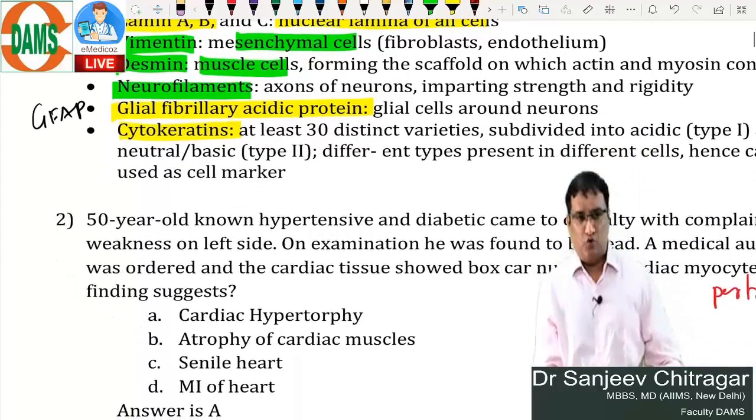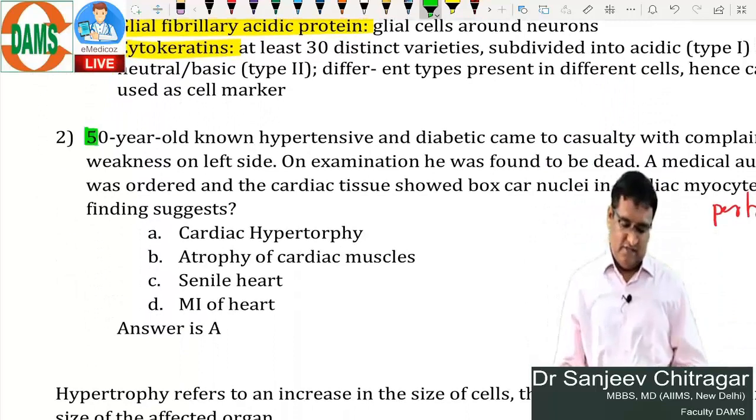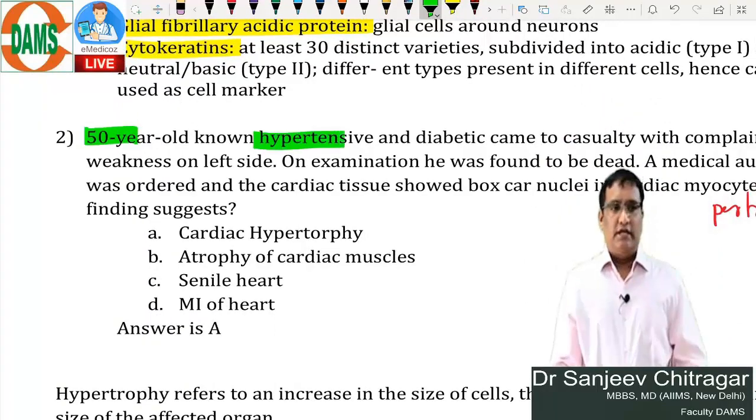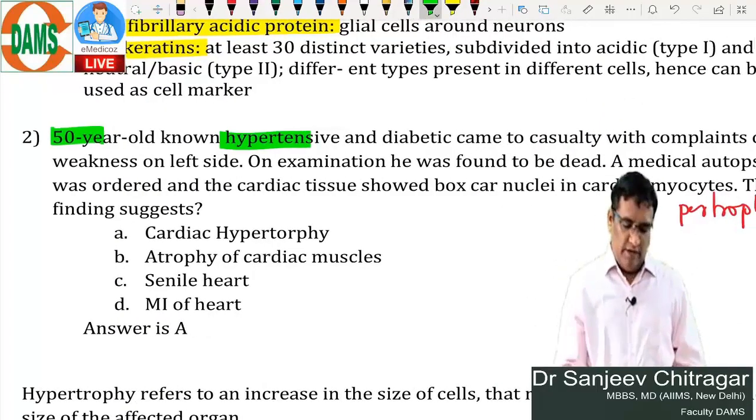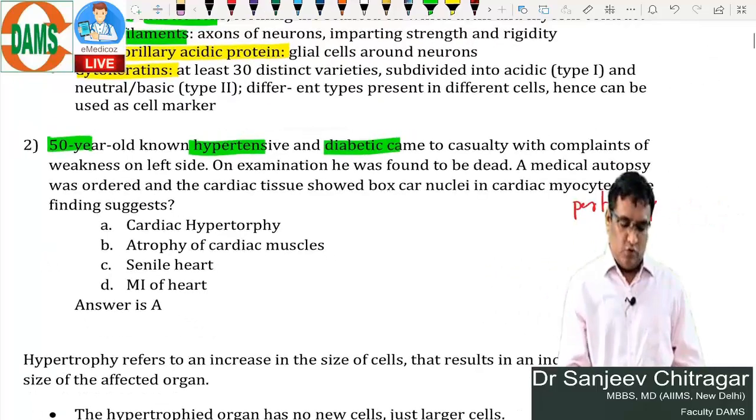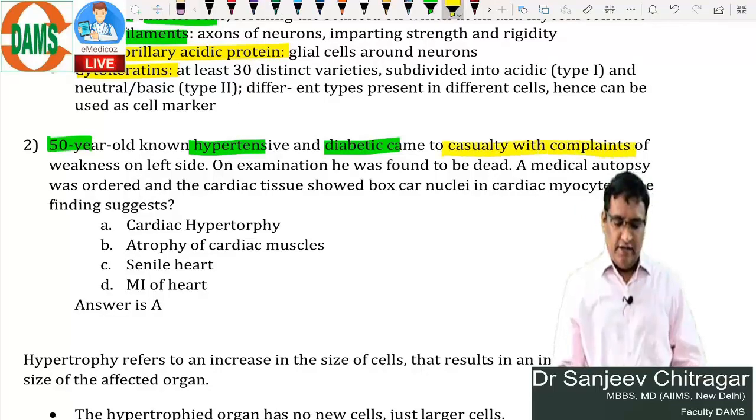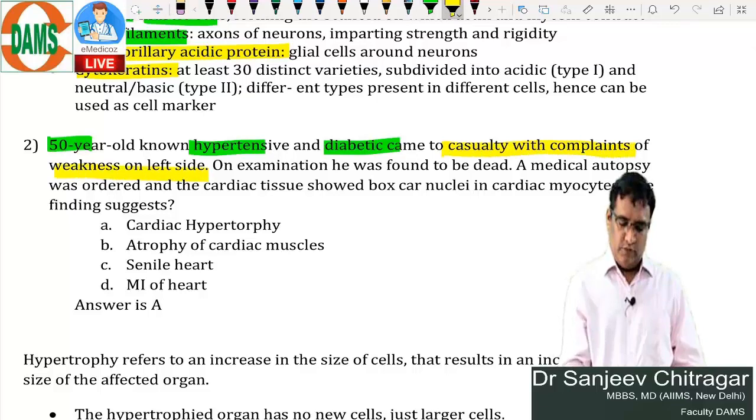Next, question number 2. A 50-year-old male, a known hypertensive and diabetic, came to casualty with complaints of weakness on the left side. On examination, he was found to be dead later. So basically, he had weakness and he died.